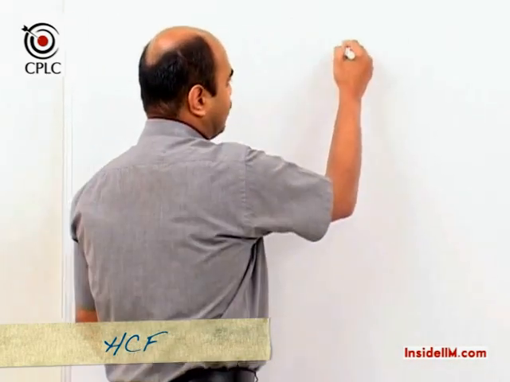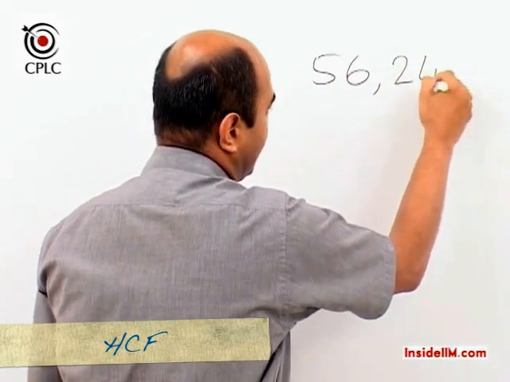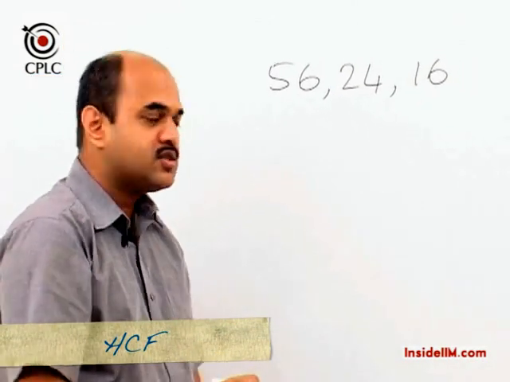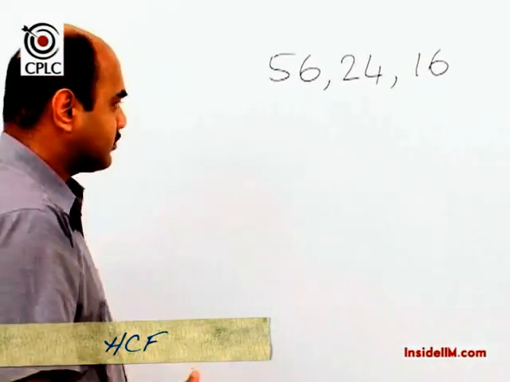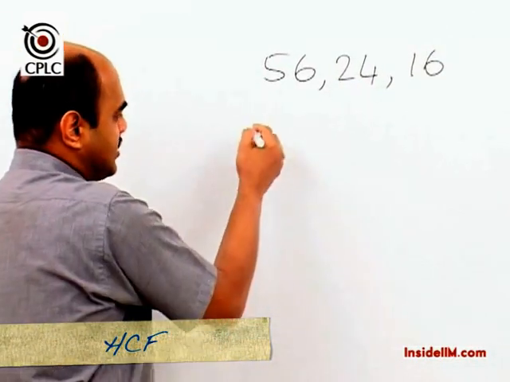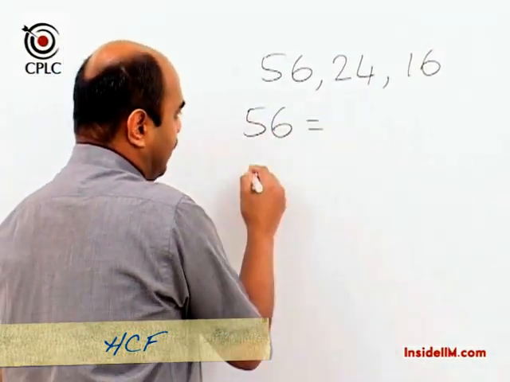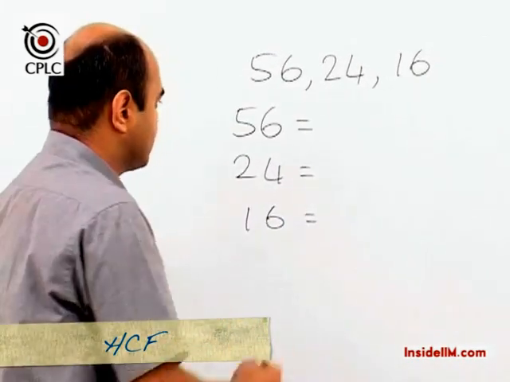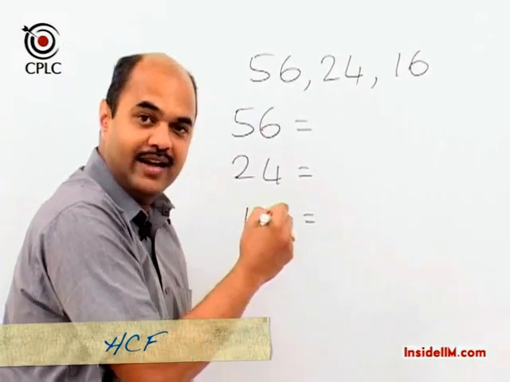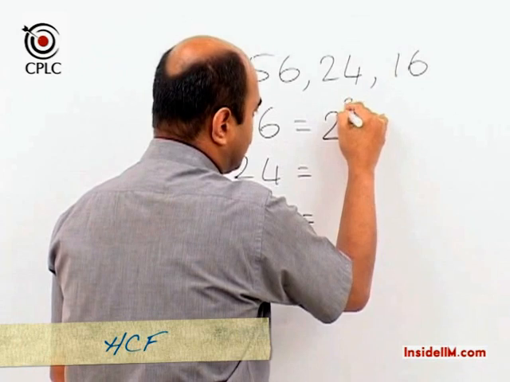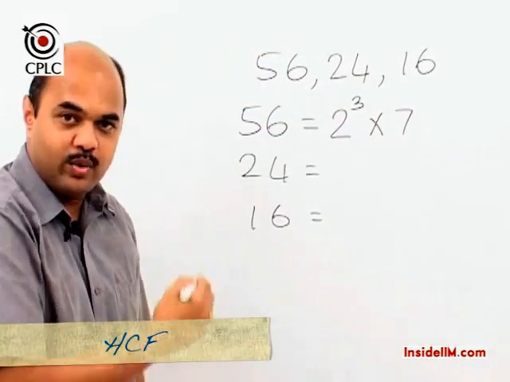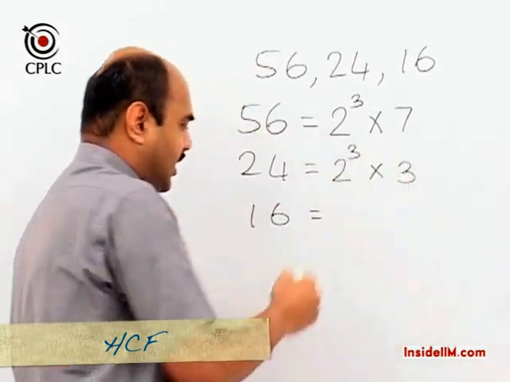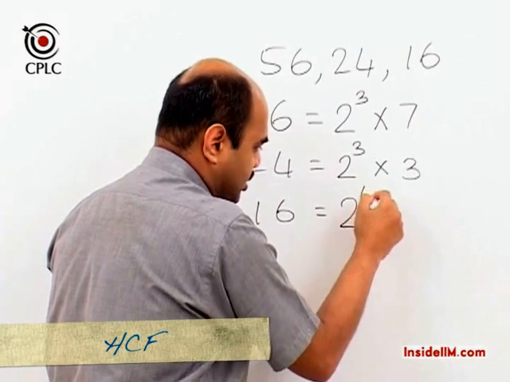So suppose I take three numbers, 56, 24 and 16, and I want to calculate the HCF of these three numbers, 56, 24 and 16. One method that I can use is factorization, which means I factorize these numbers, I express them in terms of their prime factors. So I know 56 is 8 into 7, which can be written as 2 cube into 7. I know 24 is 8 into 3, which can be written as 2 cube into 3. And I know 16 is nothing but 2 raised to 4.